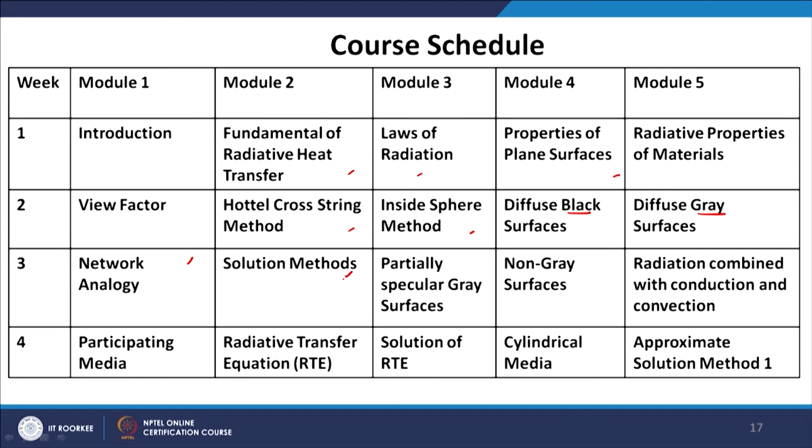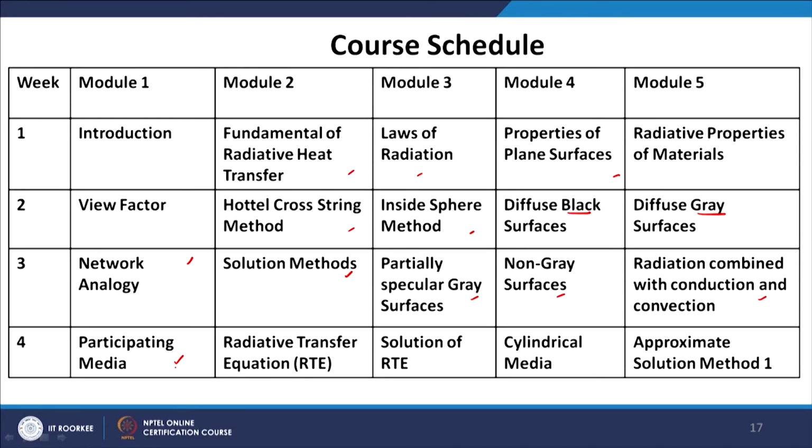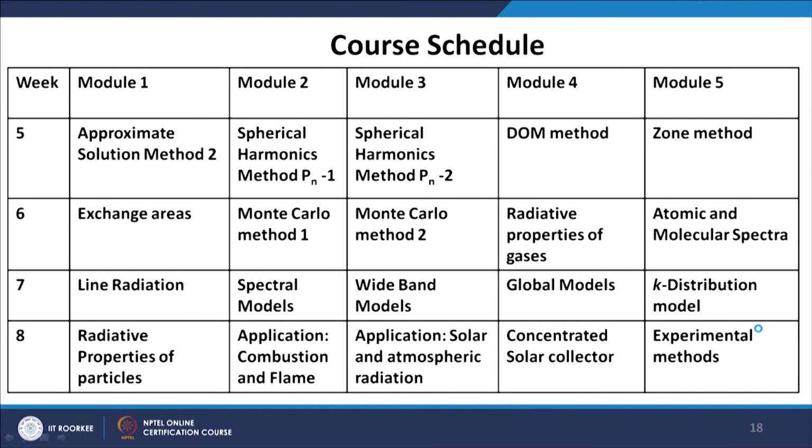Then we will go for real surfaces, that means specular grey and non-grey surfaces. We will then go for radiation combined with conduction and convection. So this will first focus on the radiative heat transfer between surfaces, and then we will go for radiative heat transfer between gas and surface. We will discuss the participating media, and we will derive the radiative transfer equation. Then we will discuss the solution methods. First we will look at approximate solution methods: PN spherical harmonics, discrete ordinate method, zone method. We will find exchange areas, and then we will go for statistical methods like Monte Carlo methods.